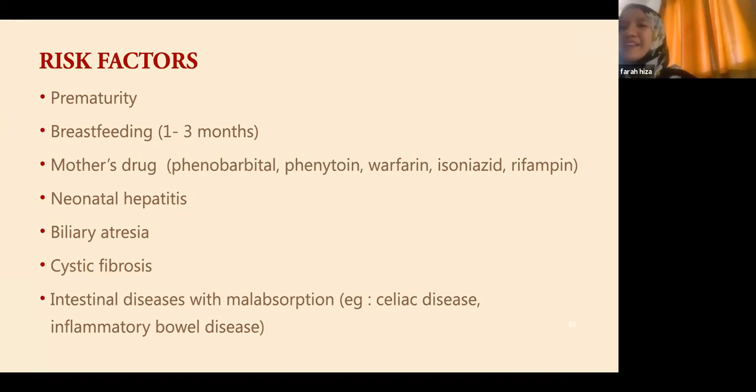Okay, but antibiotics such as isoniazid or rifampin work more by causing sterility of the gut. Neonatal hepatitis, biliary atresia, and cystic fibrosis affect the biliary system and then cause fat malabsorption. Intestinal diseases causing malabsorption, such as celiac disease or IBD, also affect the absorption of vitamin K, as vitamin K is absorbed at a part of the distal small intestine. Okay, next.